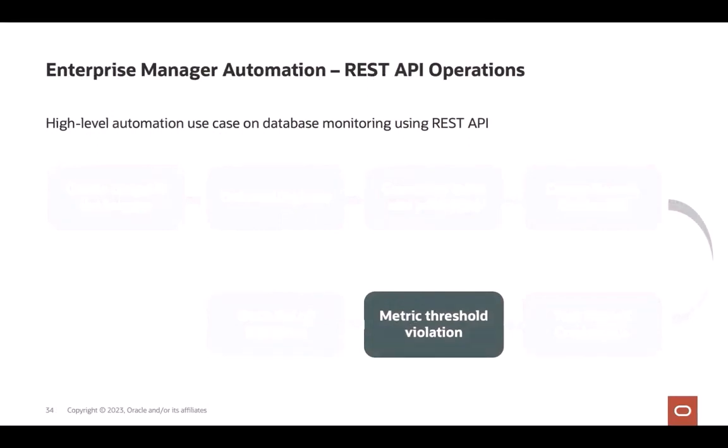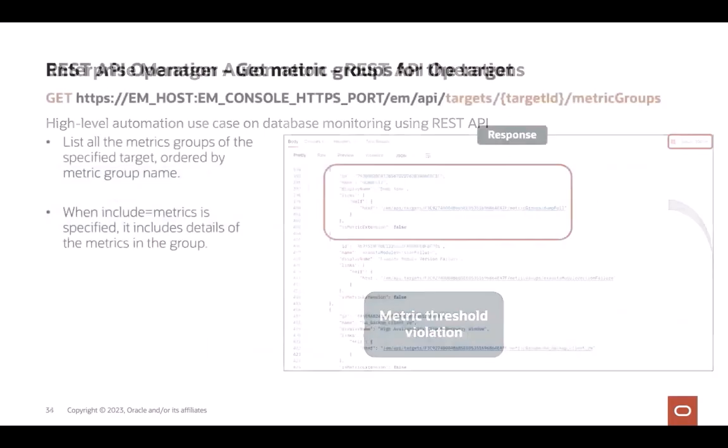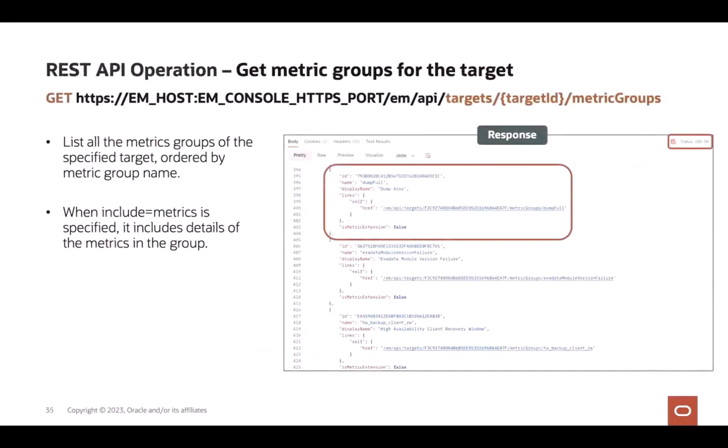We will review metric APIs that can help track a metric threshold violation. We have a get operation to get metric groups for a target. This operation lists all the metric groups of the specified target ordered by metric group name. When include equals metrics is specified, it includes details of the metrics in the group. On the right is the response.